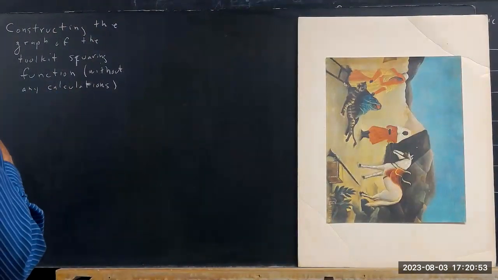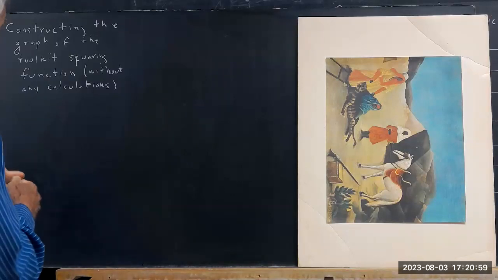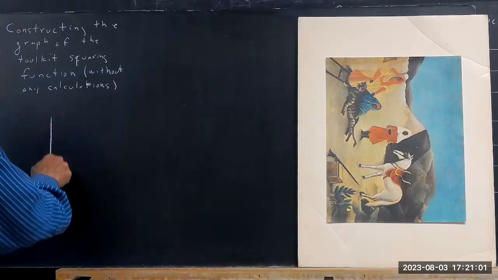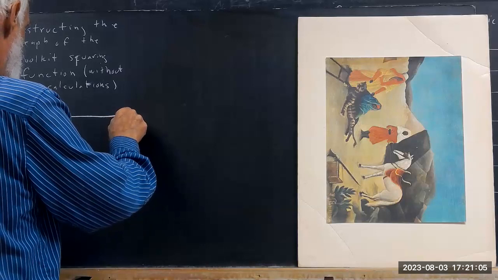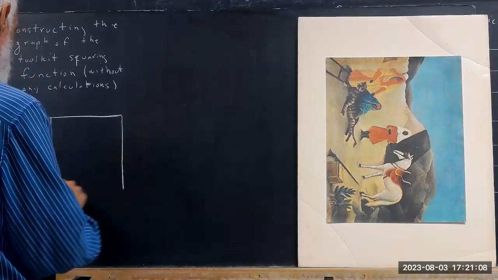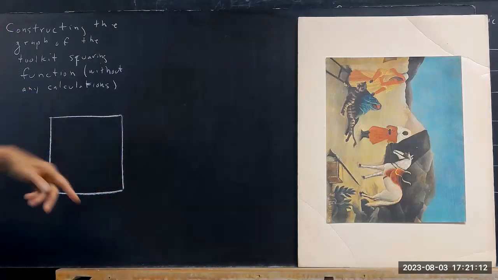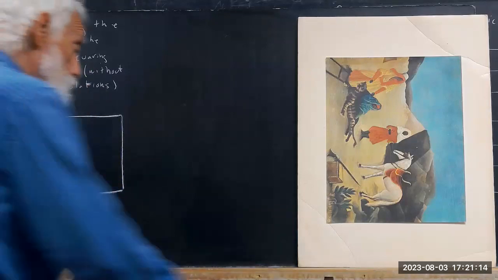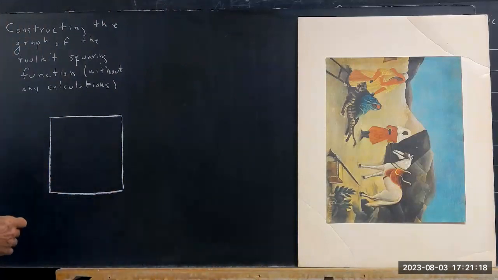Now, the construction is fairly simple. We start with a 4x4 square. Well, this means we just draw a square. Do our best to draw a square and assert that its sides are each 4 units. Now, did I do a good job of that?